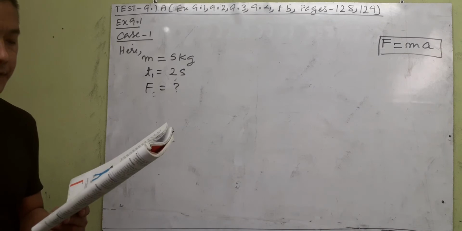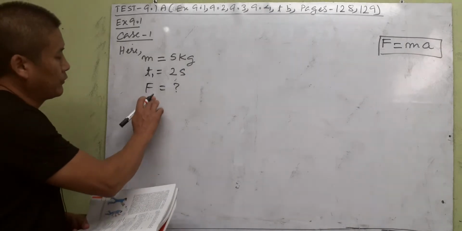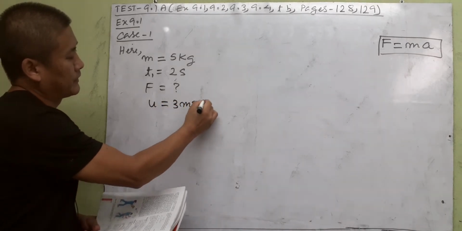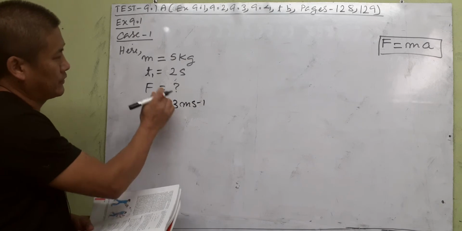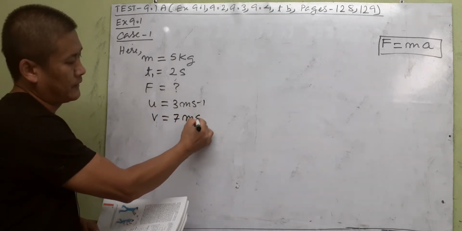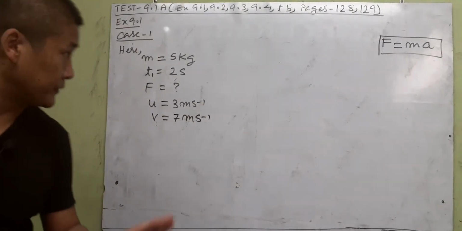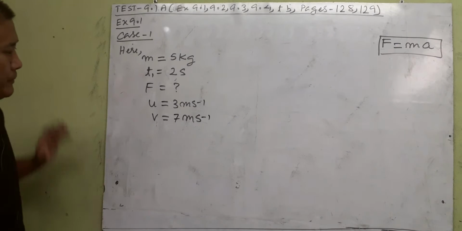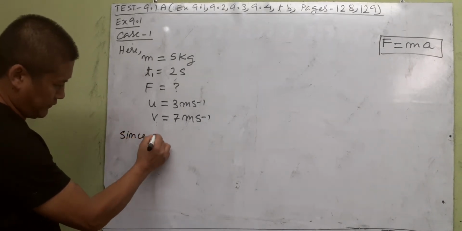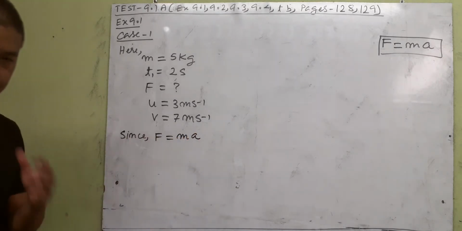Then the velocity increases from 3 to 7. So the first one that appears is the initial velocity, 3 meters per second. And as you apply this force F, it increased to 7. So that is called the final velocity V, initial is U. With this, you have to first find out this force applied. So let us write down. Since our primary formula here is F equals mass into acceleration, you can write that, okay?